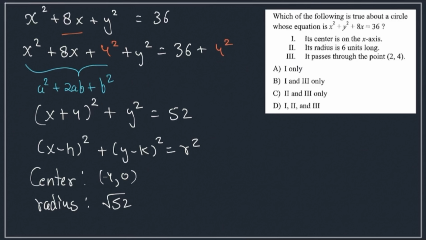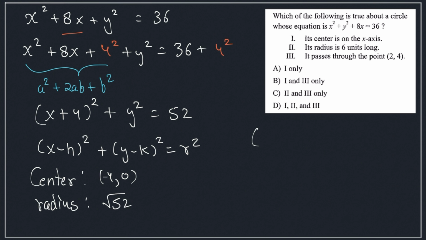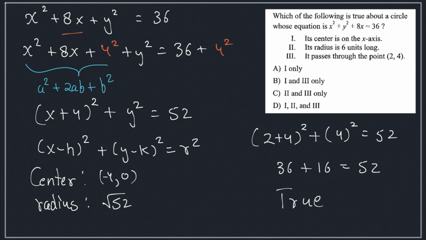Since (negative 4, 0) lies on the x-axis, statement 1 is correct, that the center of the circle is on the x-axis. Statement 2 seems false, as the radius is clearly not 6 units. Statement 3 can be easily checked by plugging in x as 2 and y as 4 into the equation. That will give us 52. Therefore, statement 3 is correct. Only statement 1 and statement 3 are correct. Statement 2 is false.